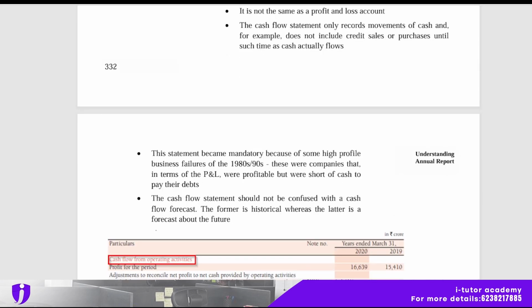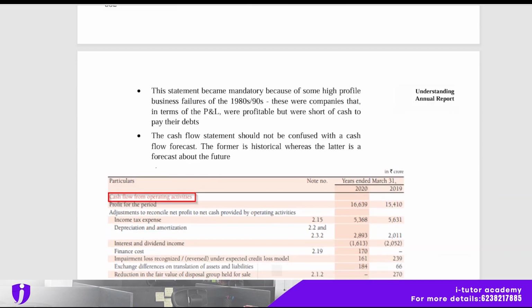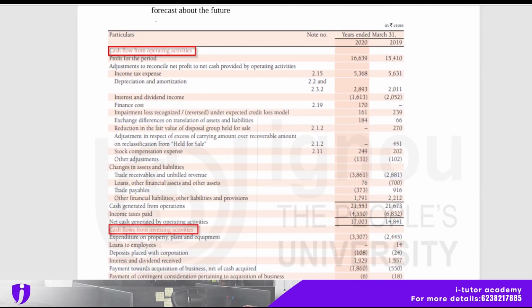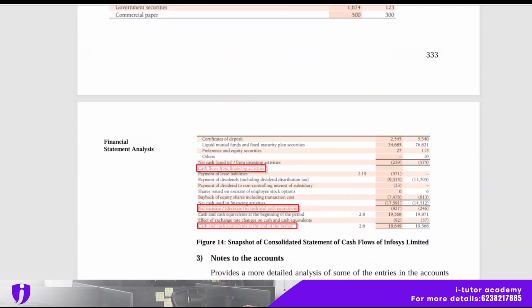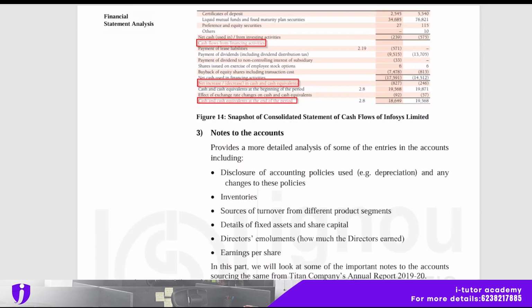These were companies that in terms of the P&L were profitable but were short of cash to pay their debt. The cash flow statement should not be confused with a cash flow forecast. The former is historical whereas the latter is a forecast about the future. So here is also a snapshot for the consolidated statement of cash flow of Infosys Limited.